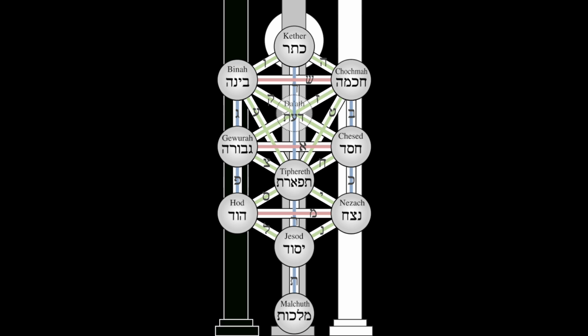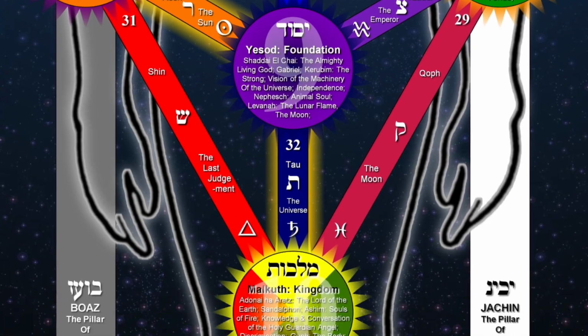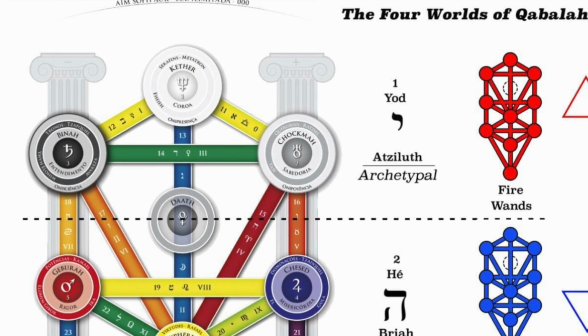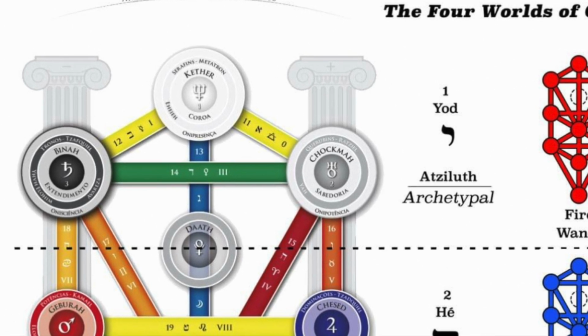Represented by the color gray, we see the blending of the black and white. The spheres along this pillar may represent action, care, and the results. The first sphere on this pillar is Kether, which means crown. Kether is the awareness of the universe and the source of divinity.